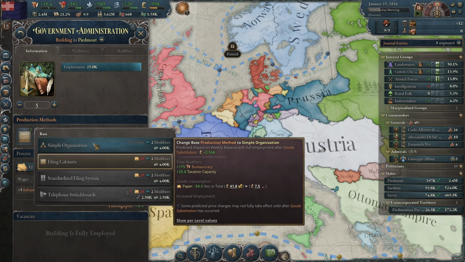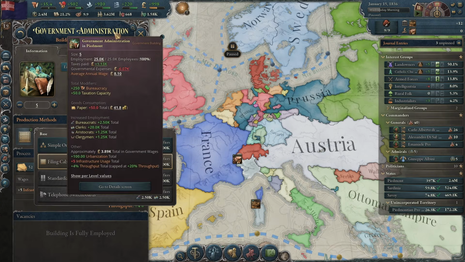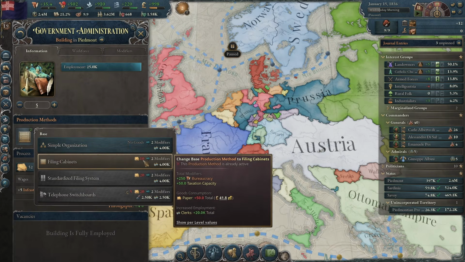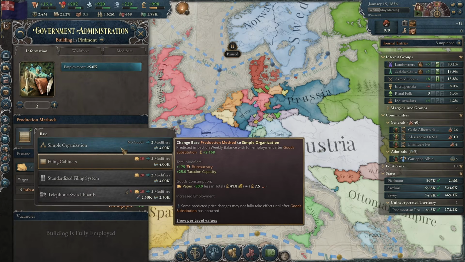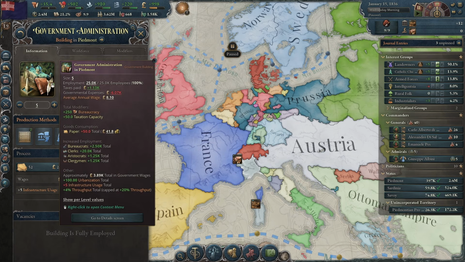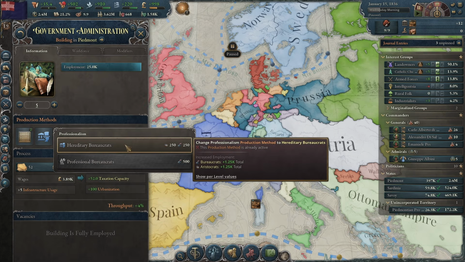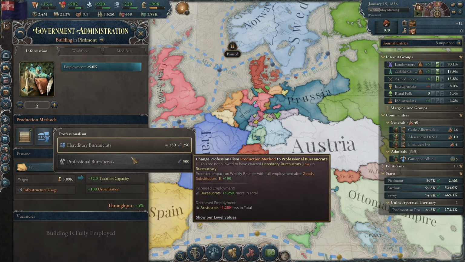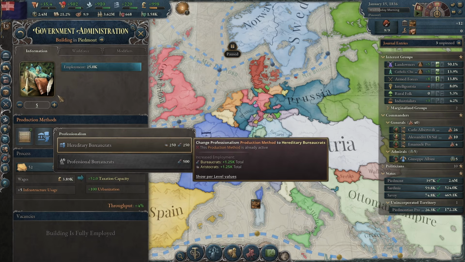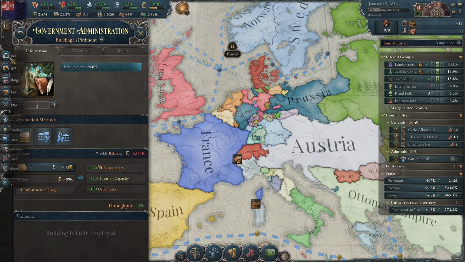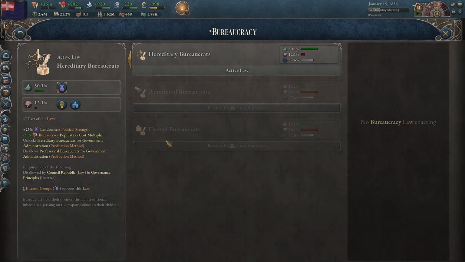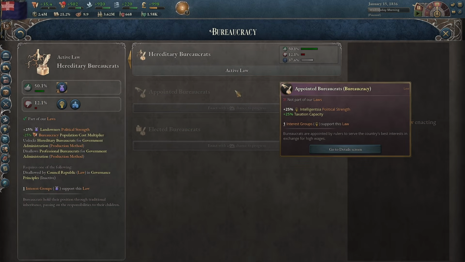If we went down to a simple organization on our government administration, the building would no longer consume paper, but in turn it would produce less bureaucracy because it would be less efficient. Without the input good of paper, it's harder to run a government bureaucracy. There's also production methods that are going to modify what sort of pops are working and how many pops. In this government administration, hereditary bureaucrats and professional bureaucrats are gated by what sort of laws your government has access to. By and large, most methods of production are going to derive from technology rather than from laws, but there are a handful of them that come from laws.